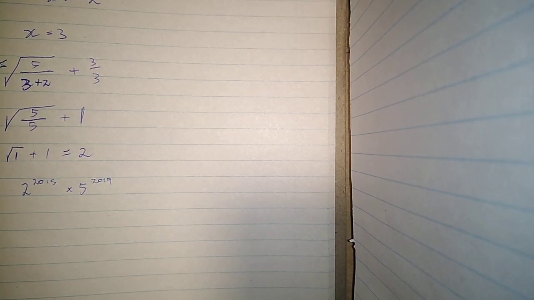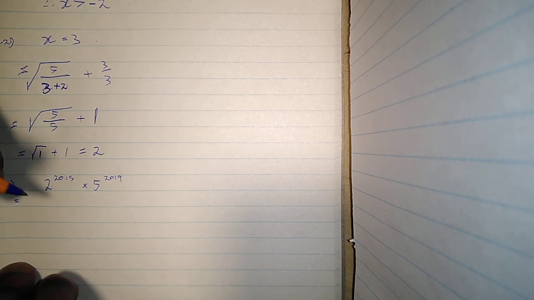Now, the last question in this video we're going to tackle will be on exponents. So 2.3, this question says we need to calculate the sum of the digits of 2 to the power of 2015 multiplied by 5 to the power of 2019. So we want to take all the digits of this number and add them together. So first we need to find out what the digits of this number are.